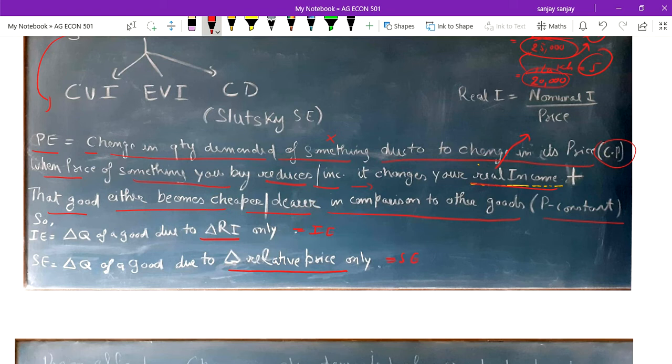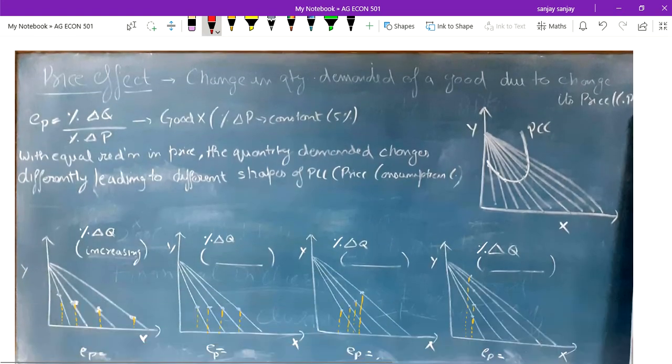Okay, so you can understand that when certain things get expensive or cheaper, you change how much you buy. There are two reasons behind it. First one is income effect, second one is substitution effect. Okay, now let's move on. Let's discuss these things one by one now. Price effect. What is price effect?